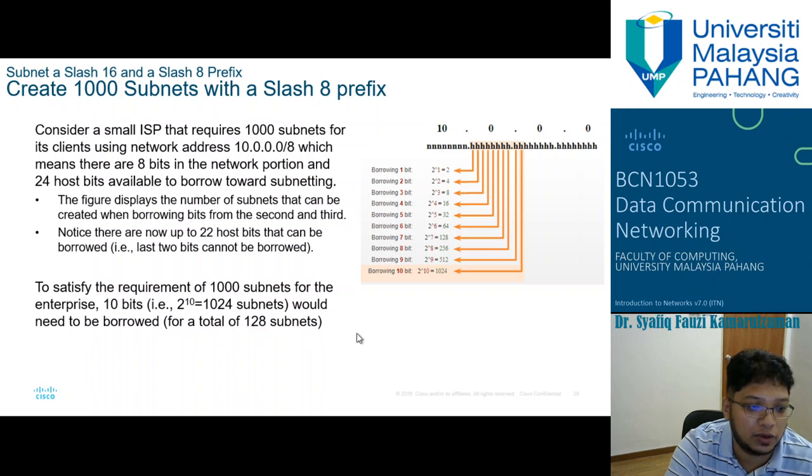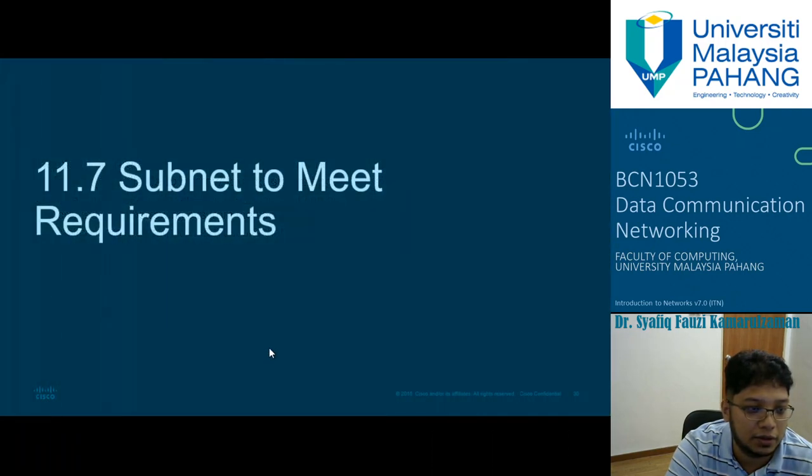When you want to create 1000 networks with a /8 prefix, you have 10 bits of new custom network portion that you need to borrow. From 10 bits, you have 1024 subnets, which means that you have 24 networks left for you to expand. So this is where the expansion can be conducted.